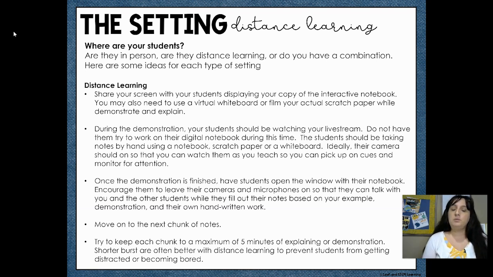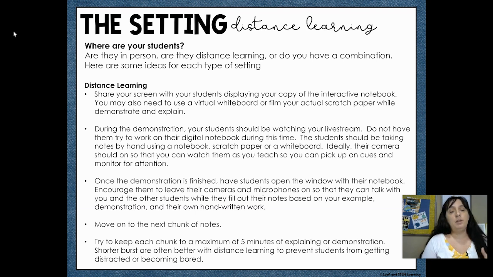Then direct them to open up the tab that has their notebook in it. Encourage them to leave their cameras on. Encourage them to leave their mics on while they move on to that other page. Although they can't see you anymore, you'll be able to see them and they'll be able to talk to you.